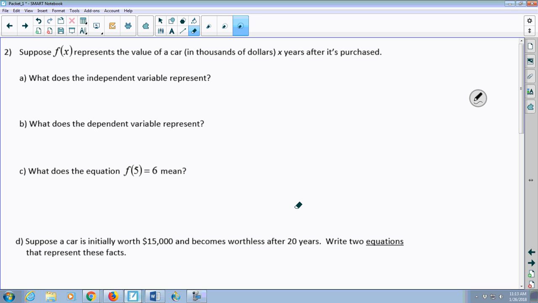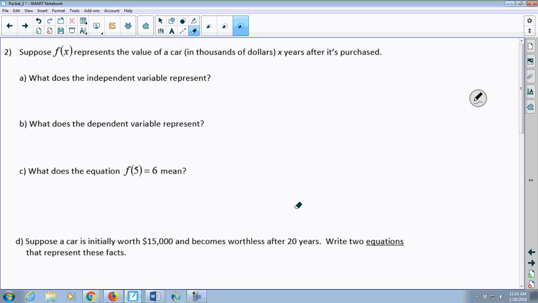Want to read this for us, Rob? Okay, so here's a function. It's being verbally described to you. I'm not giving you an equation, I'm not giving you a table, and I'm not giving you a graph. This is one of the ways we represent functions: as a verbal description.